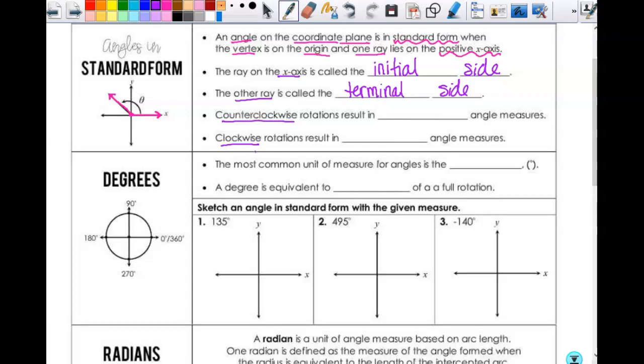So counterclockwise, which one is that? It's actually positive. Okay, counterclockwise, well, it's the opposite of a clock. So a clock goes around like this. This is counterclockwise. Okay, so to talk about that, let's talk about the quadrants. Where's quadrant 1? Top right. Okay. And then quadrant 2, top left. And then we go around this way, right? So counterclockwise.